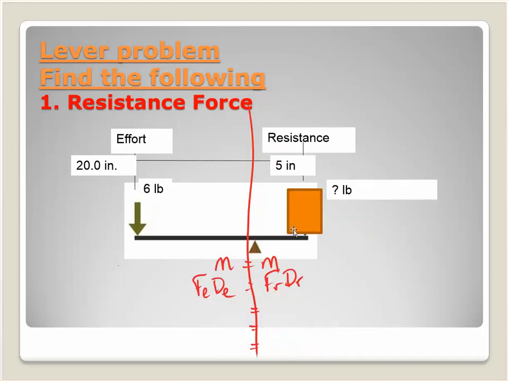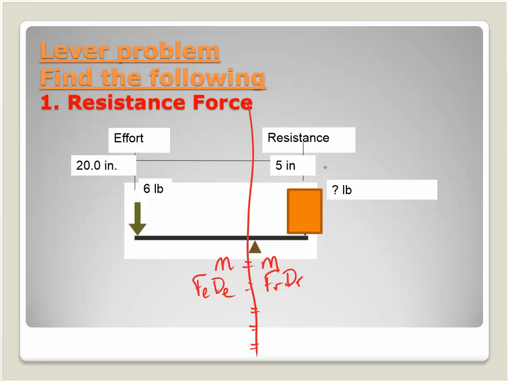Alright, again, I've got this side labeled as my resistance. It's on the side of the box. I've drawn my line to split my resistance, and this side over here is my effort. Alright, this is my effort side because it's got the arrow. So let's identify these sides and find our missing information. In this case, we're going to be finding the missing force.